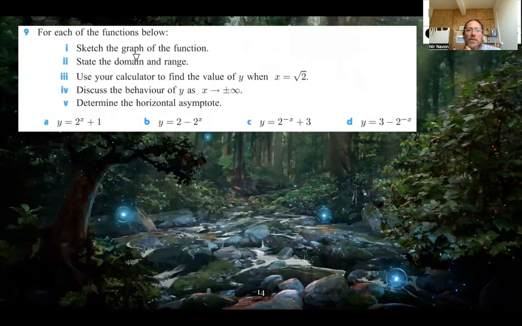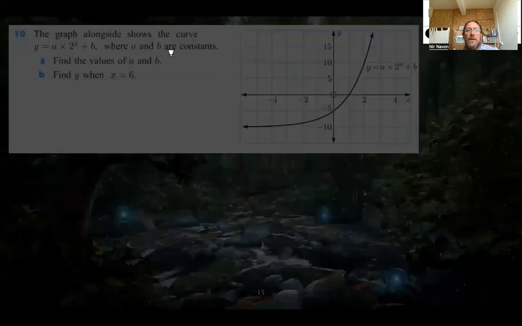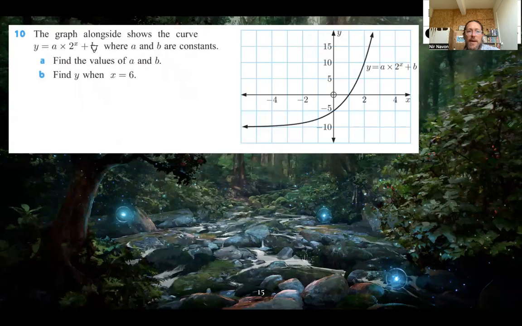For each of the functions below, sketch the graph of the function, the domain and range, and the horizontal asymptote. Okay, so it continues. Let's see some more using that time, a and b, finding the values of a and b. So we have 2 points here that we can substitute, and then we have 2 equations that we can use to find what is a and what is b. I hope that was clear, like 0 and minus 5. Then we get 2 equations with 2 unknowns, with 2 variables. And then we can just substitute 6 and find what y is.